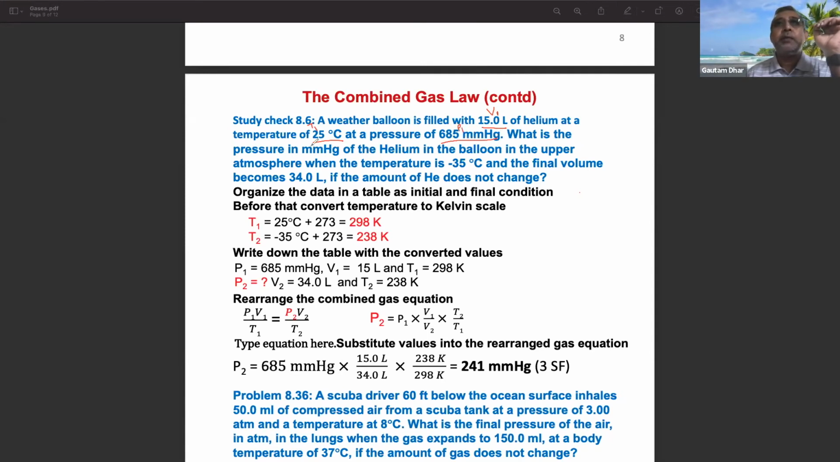Okay, what is the pressure in millimeter of mercury? So P2 is asked. So you are asked what is P2 in millimeter of mercury. Okay, that's the unit, of the helium balloon in the upper atmosphere when the temperature is minus 35 degrees centigrade. Okay, T2. And the final volume V2 is 34.0 liter. So I have all the parameters. Okay, so again, do the table, and it is saying that other parameters like the amount of helium are not changing.